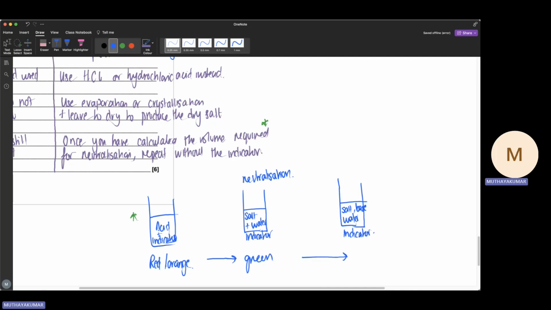This indicator will no longer be green because universal indicator is only green when it's neutral, when it's pH 7. If you continue to add base, more and more base, it's going to turn to a purple/blue color. So you want to make sure that you add just enough base to hit neutralization, and whatever volume that is, is the volume I was referring to here. Calculate the volume required for neutralization and repeat without the indicator.